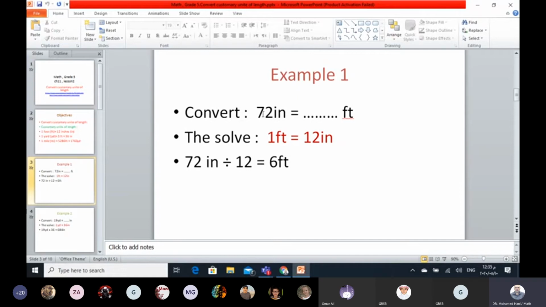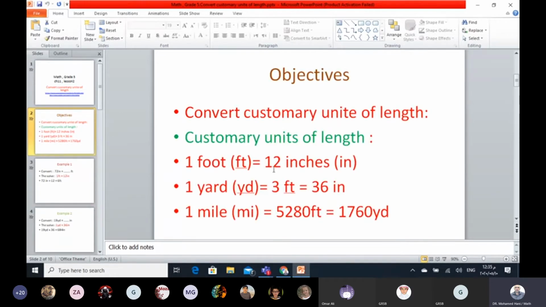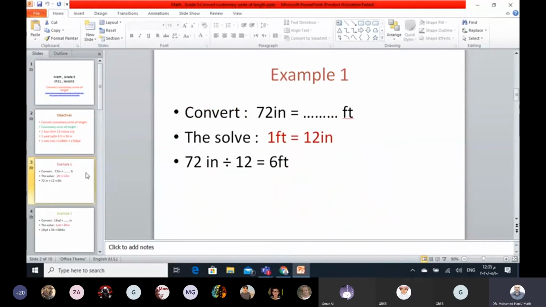What is the value for 72 inch in feet? How to change from inch to the feet? As you know, 1 foot equals 12 inches. It is very important to memorize, to keep it, to save it in your mind. 1 foot equals 12 inches.